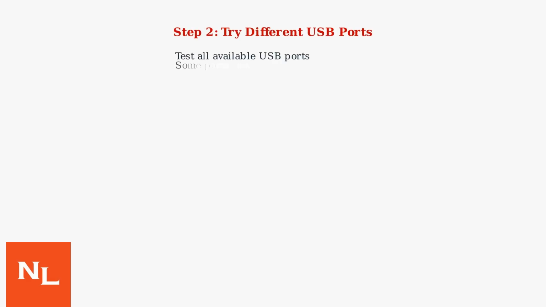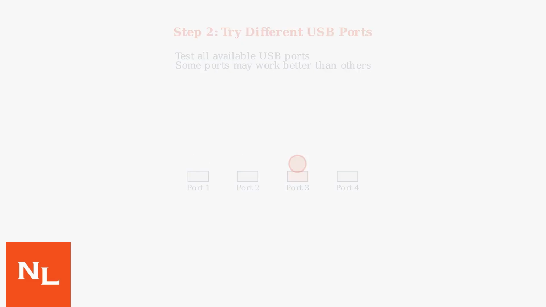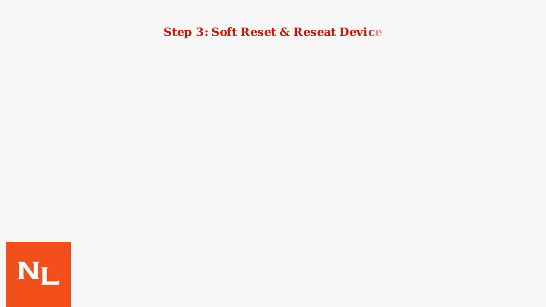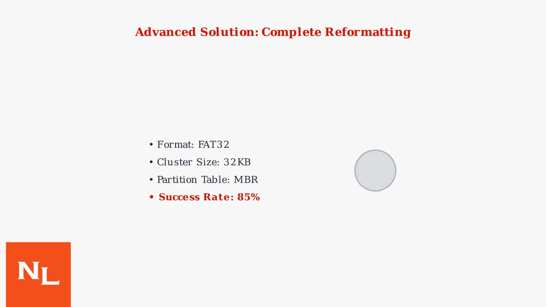First, test your USB device on a computer to verify it's working properly. Next, try different USB ports in your Tesla. Sometimes a specific port may have issues while others work fine. Perform a soft reset of Tesla's infotainment system by holding both steering wheel scroll buttons for 10 seconds, then reseat your USB device. If basic troubleshooting fails, the most reliable solution is complete reformatting.